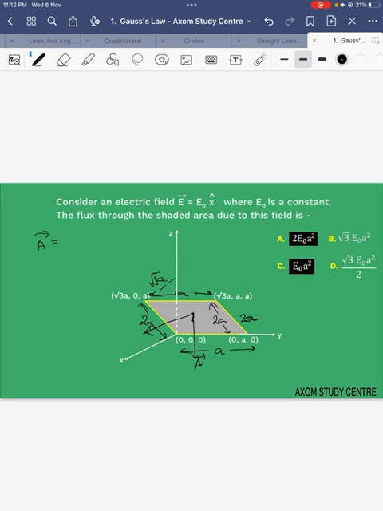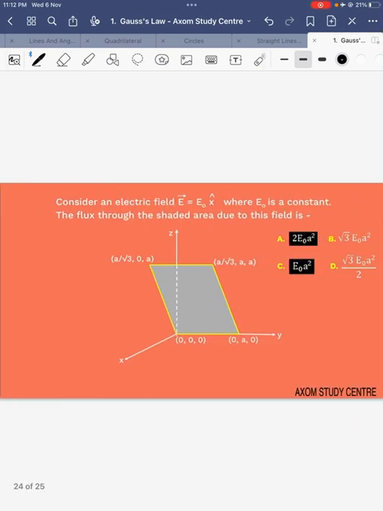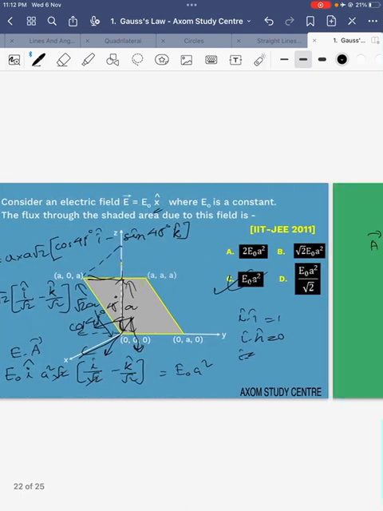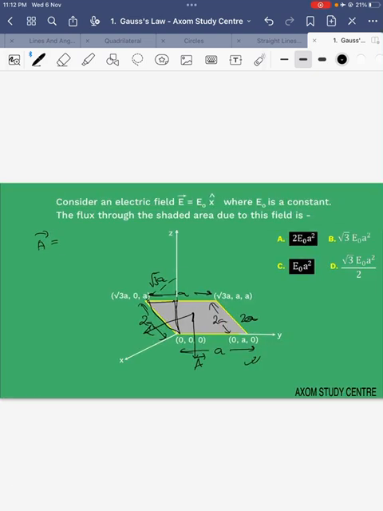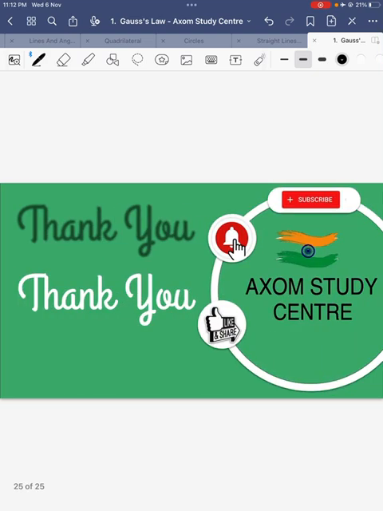I will not solve this. You try this on your own. The coordinates are different, and this is also similar to that. It will take some time and the video will be a bit longer, so I'm not solving this. I hope it is clear. Thank you.